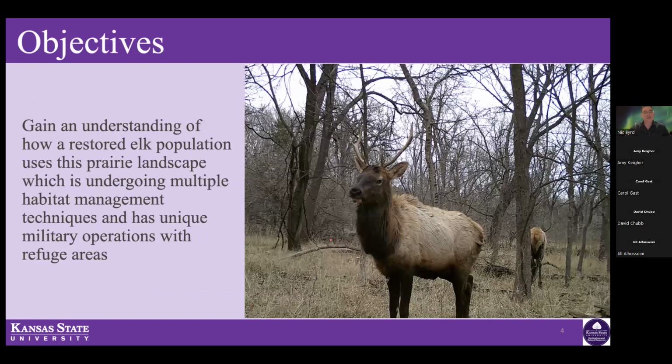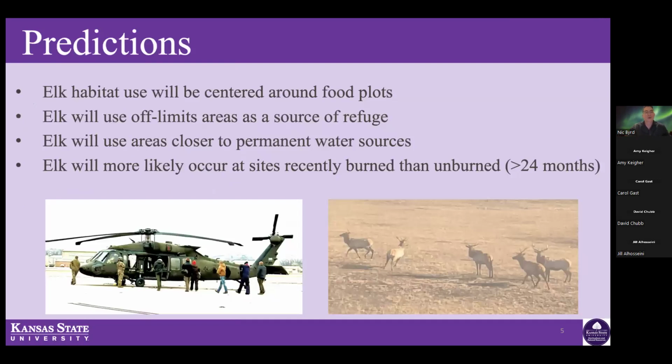So for our objectives, we wanted to gain an understanding of how restored elk populations use this prairie landscape, which is undergoing multiple habitat management techniques, and it has multiple military operations with refuge areas within the installation. So for our predictions, we predicted that elk habitat use will be centered around food plots. Elk are going to use off-limits areas as a source of refuge. Elk will use areas closer to permanent water sources, and elk are going to more likely occur at sites more recently burned than unburned.